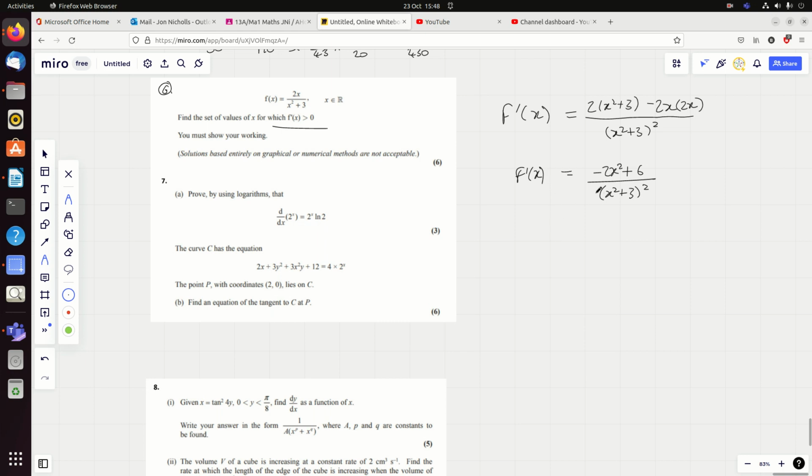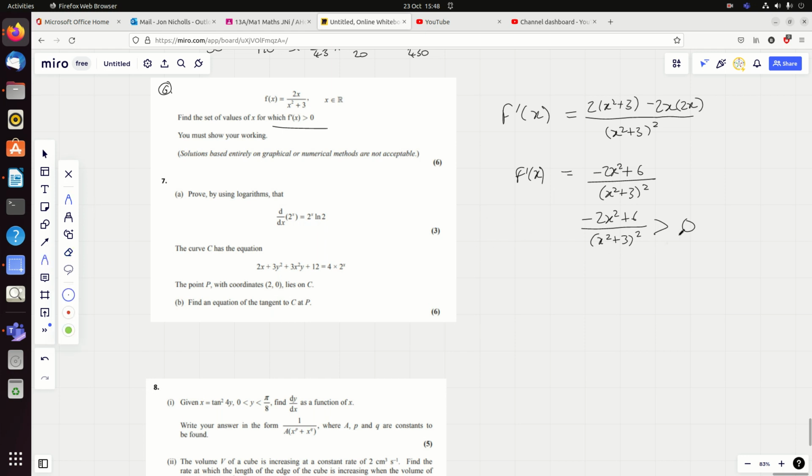Now, we want this to be greater than 0. Now, let's find where it equals 0 first, yeah? In the equality case, the denominator is just going to be absorbed by the 0. It's going to be times over there, and you're just going to be left with minus 2x squared plus 6 equals 0. So we can use this for an inequality now. As we want f dash of x to be bigger than 0, we want this to be bigger than 0.